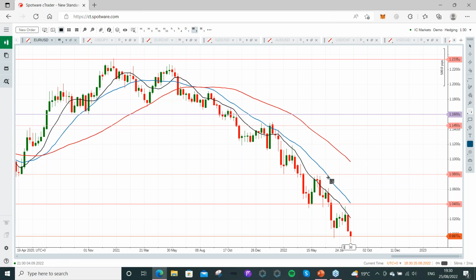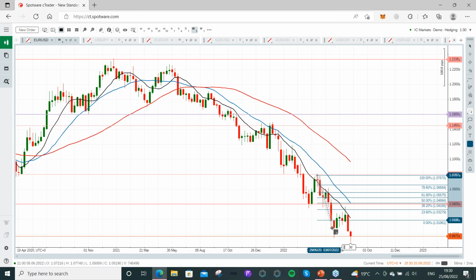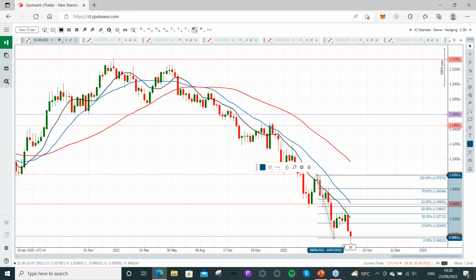The next one also, so we'll go from this high down to here, and that one has retraced up to the 50% level as well. But you can see that's really just a spike, that's just a tail on one of these candles, and the majority of the price action settles at this 38.2% level.